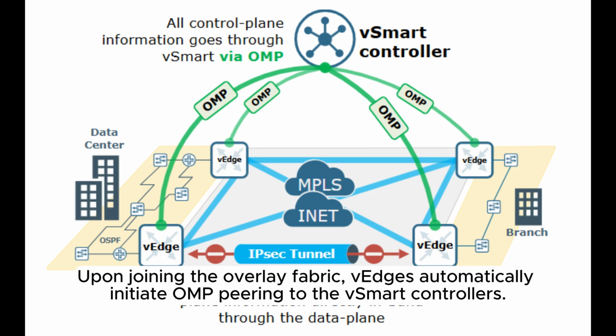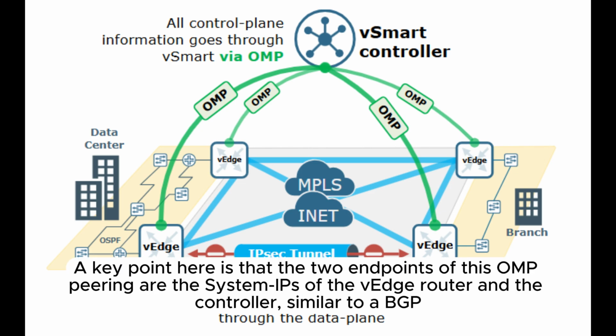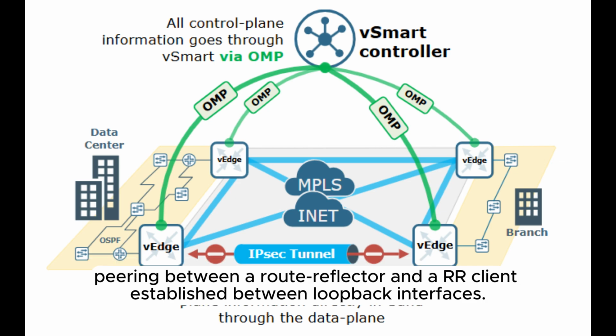Upon joining the overlay fabric, vEdges automatically initiate OMP peering to the vSmart controllers. A key point here is that the two endpoints of this OMP peering are the system IPs of the vEdge router and the controller, similar to a BGP peering between a route reflector and an RR client established between loopback interfaces.